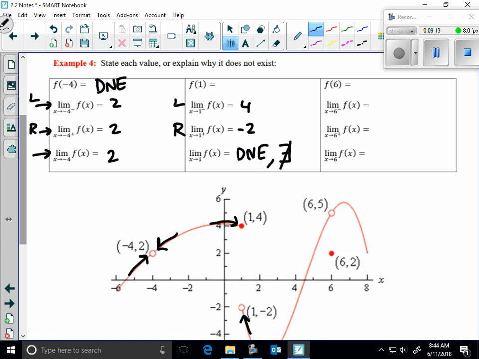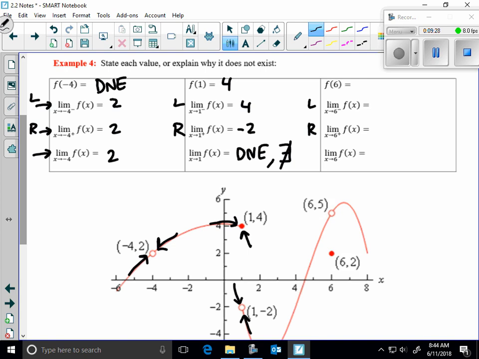What is f of 1? F of 1 does exist, and it's 4, right? You can see the filled in circle there and the open circle there. Okay, the left-sided limit, the right-sided limit, and then we see if the actual limit exists as x approaches 6.